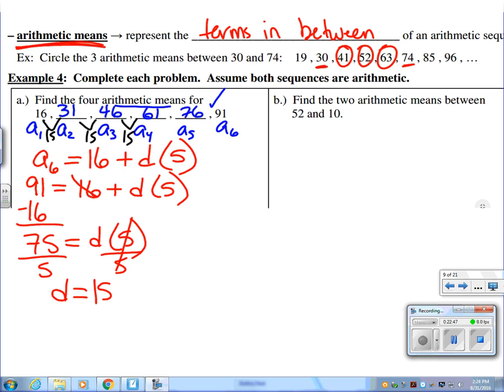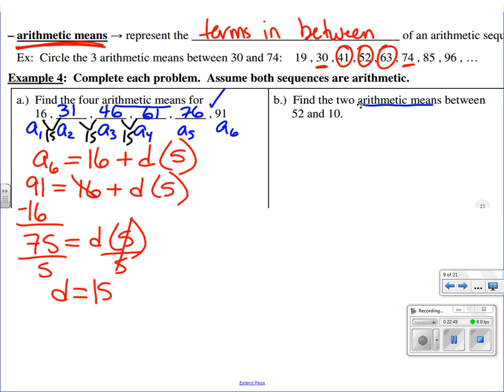Last one. Find the 2 arithmetic means between 52 and 10. All right, you have to do it in the order they do it or it messes you up. So you have to put 52 first and 10 last. And we're trying to find the 2 numbers between. So that's how I set it up. Makes your life easier. Okay, so 52 has to come first, 2 numbers in between, and your last one is 10. Okay? All right, Mason, how do I label these?